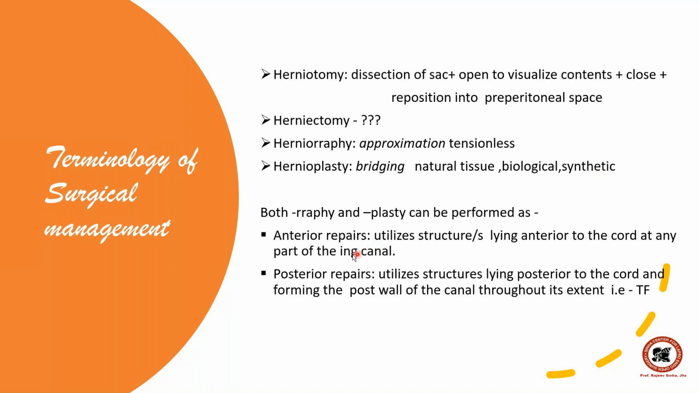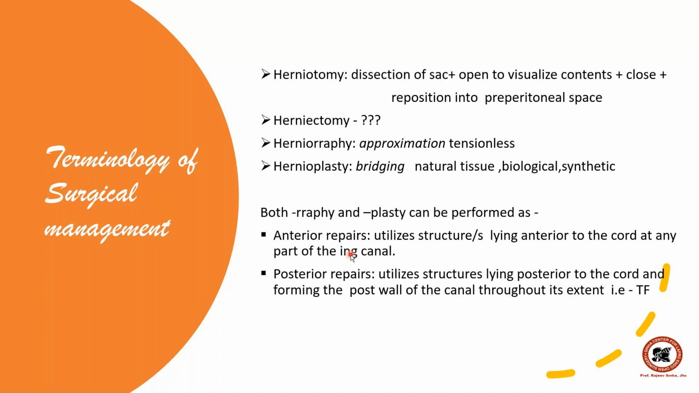When you say anterior repair of a hernia, you're not merely looking at a repair proceeding from the anterior surface, because even if you're proceeding from the skin down, it could still be a posterior repair. So the definition of anterior and posterior repair is different. What is the anterior repair of inguinal hernia? Anterior inguinal hernia repair is a repair which utilizes structures which at all times are lying anterior to the inguinal cord or anterior surface of the inguinal canal, right? Anterior to the cord, any part of the inguinal canal.